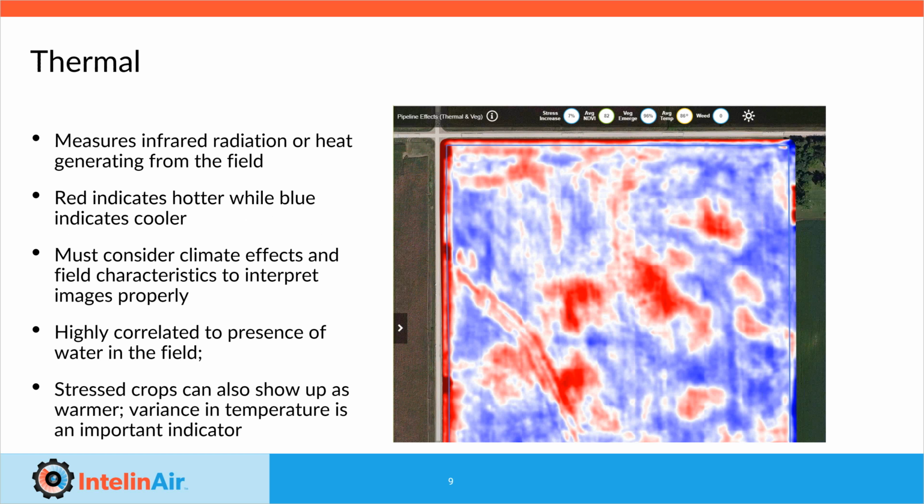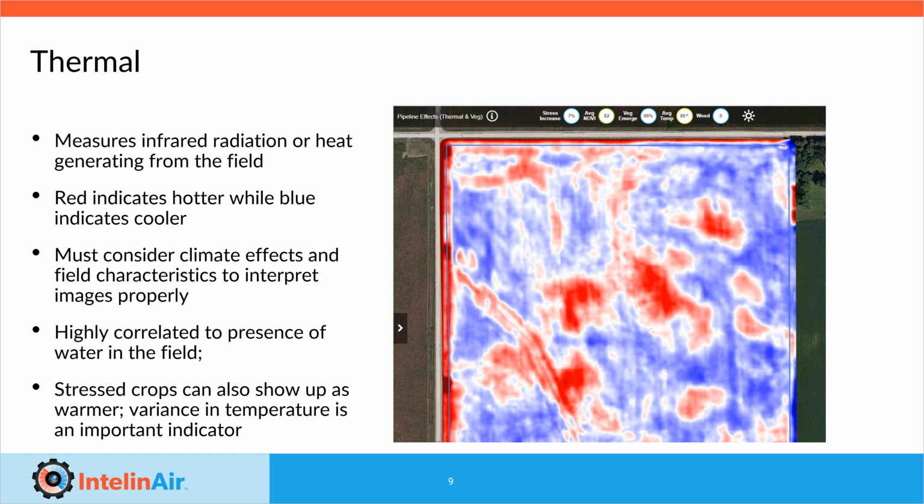This is an example of a thermal image. A thermal camera, as we saw from the earlier slide, is measuring a different part of the spectral bandwidth. Really what it's measuring is the radiation coming off the field. It's typically going to be lower resolution, so it's not going to give as sharp of an image as the image cameras that I showed in the last few slides. Again, it's going to be presented with some sort of color index. Typically, it's going to be red is hot, blue is cold.